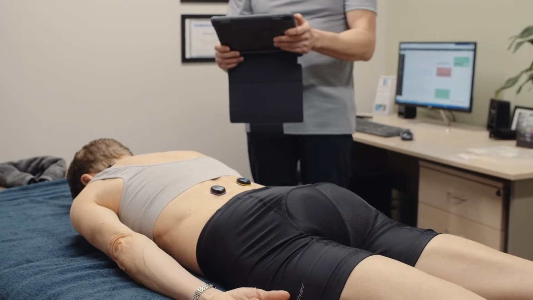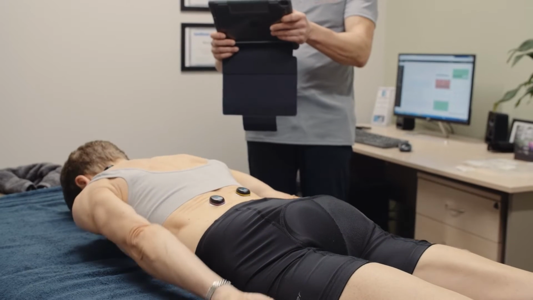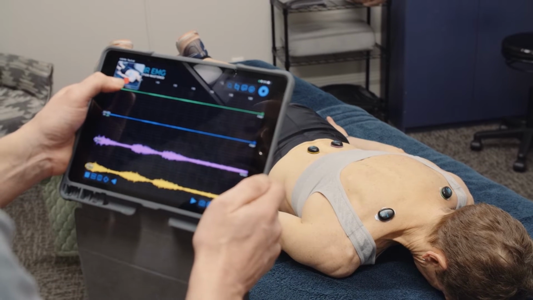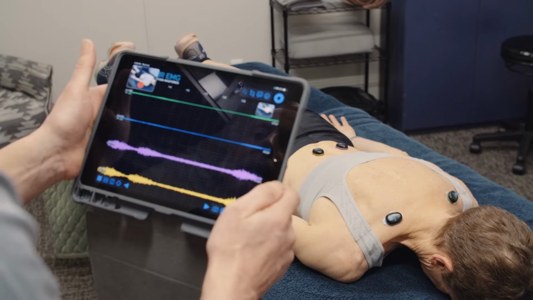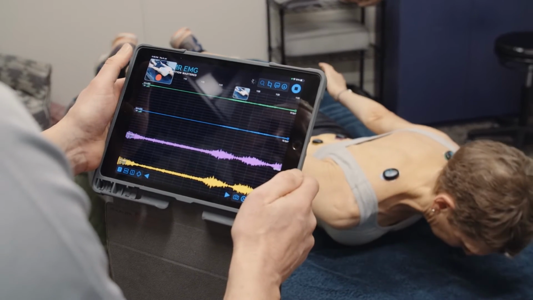Now show your subject how to perform a maximal voluntary contraction of the lumbar paraspinals using MR EMG biofeedback. Record this using the Superman or prone cobra exercise. Ideally, record your subject performing 3 maximal voluntary contractions of the lumbar paraspinals.